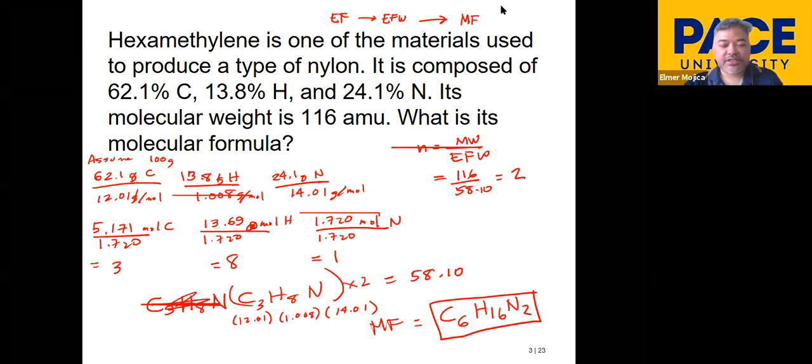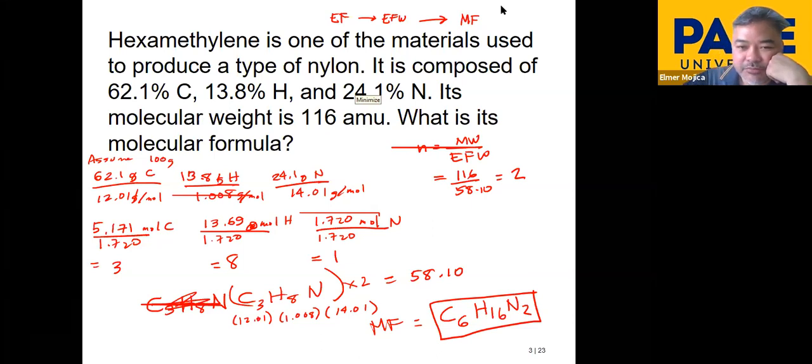Because that's the number that we get to determine the molecular formula when we divide the molecular weight with the empirical formula weight. The 58.1, that's the empirical formula weight when you add C3H8 and N, when you get the mass of what we call the empirical formula.